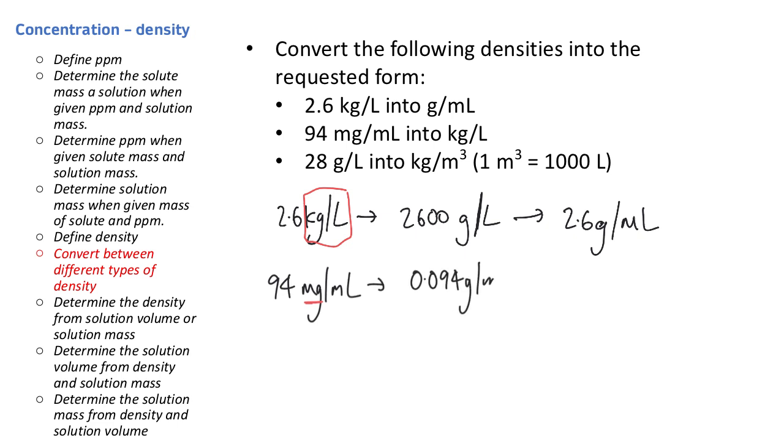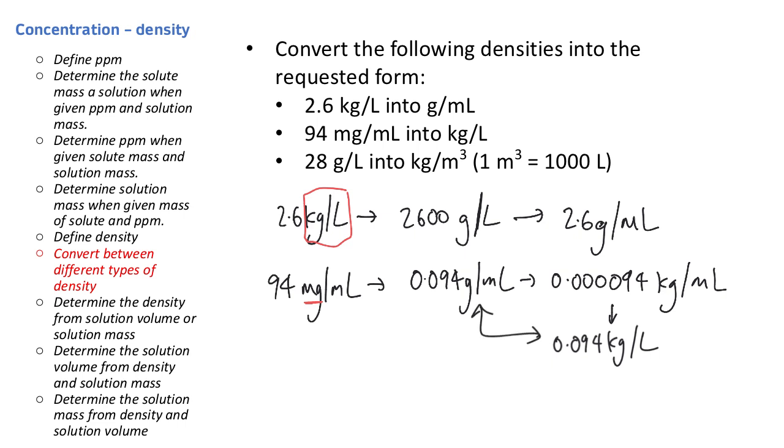So I want that to be 0.094 grams per mil, which is effectively the same as 0.000094 kilograms per mil. Now that's how many kilograms in every mil. Now I need that in liters, so I have to multiply by 1,000. And that will lead to 0.094 kilograms per liter. And if you look carefully, these two are the same: grams per mil and kilograms per liter will actually end up the same.